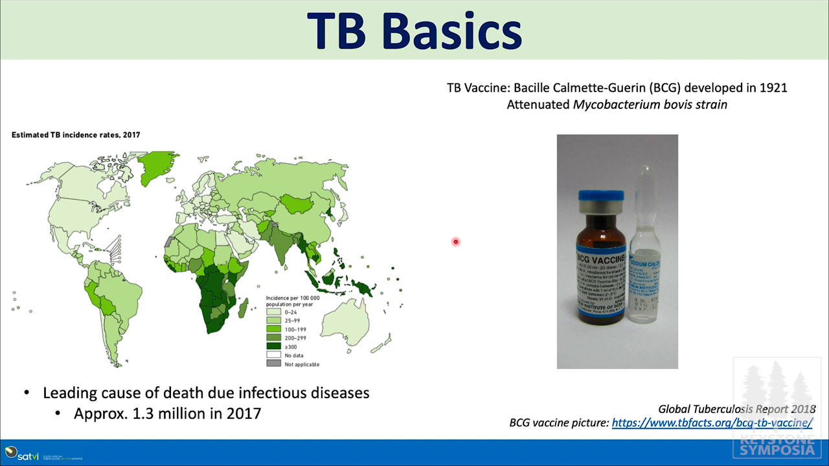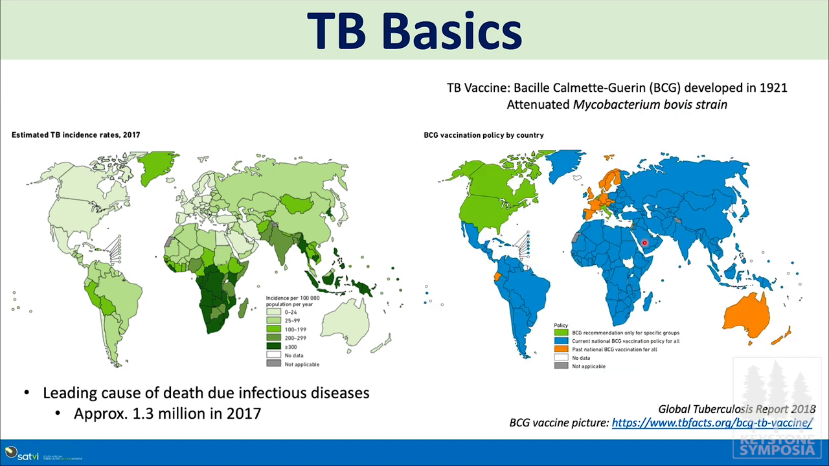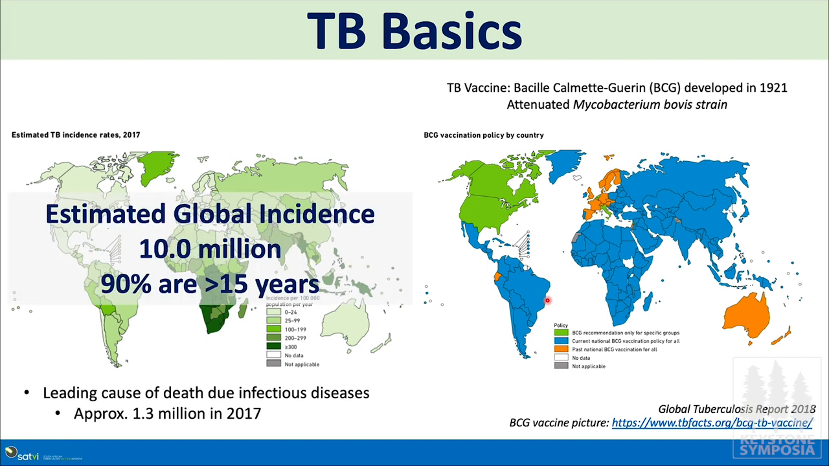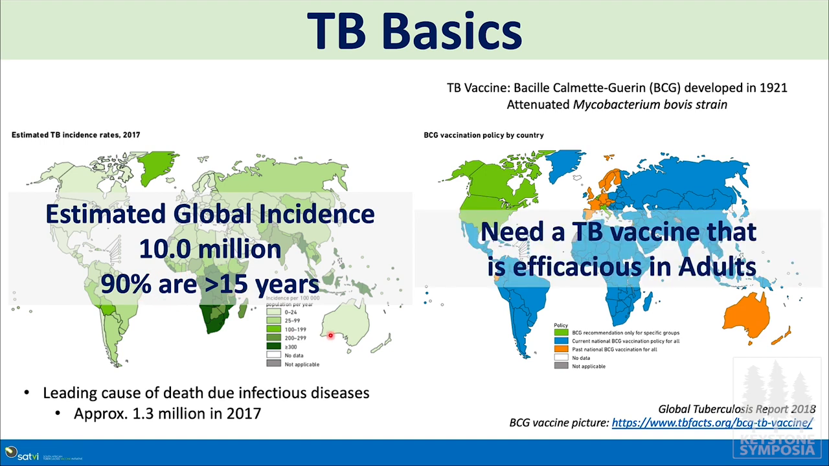Fortunately, there is a vaccine against TB, BCG, which was developed in 1921 from an attenuated Mycobacterium bovis strain. This vaccine is routinely administered in areas where TB is highly endemic and prevalent, as indicated in the blue shaded areas. In 2017, there were approximately 10 million new TB cases, of which 90% were in individuals over the age of 15, highlighting the need for a TB vaccine that is efficacious in adults.